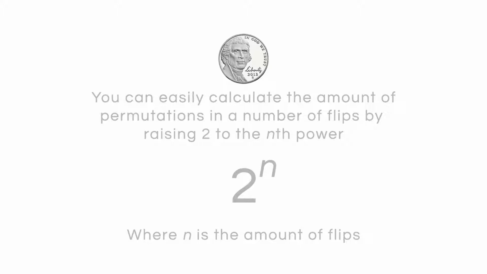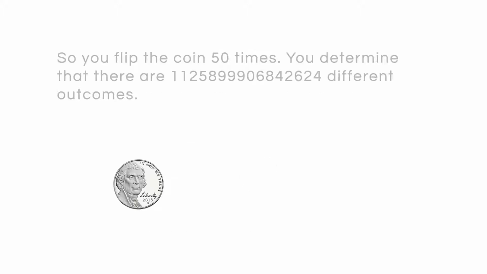It's important to understand how things grow as n grows, as the number of folds grows, or as the number of coin flips grows. It's really important for the traveling salesman problem to understand how the values get out of hand as n increases. So you flip the coin 50 times, and you determine that there is this number of different outcomes. I don't know what that is. It might be 112 trillion. I didn't really check. In any case, in that set of permutations, you're flipping the coin 50 times, and one of those permutations is the outcome where the coin lands on heads every single time.